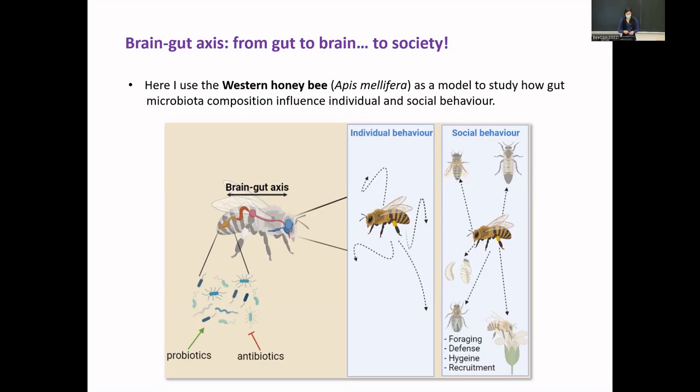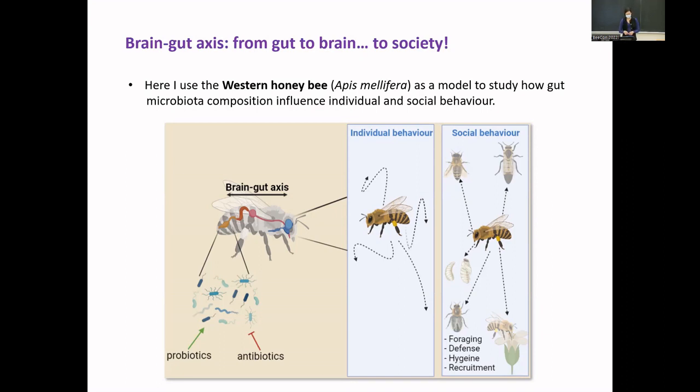Just as an individual worker bee influences the queen, other workers, and larvae, perturbation of the brain-gut axis via antibiotics or probiotics could amplify its effects and spread across the entire colony.